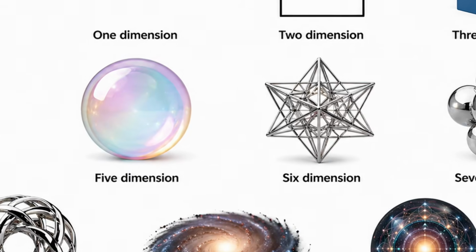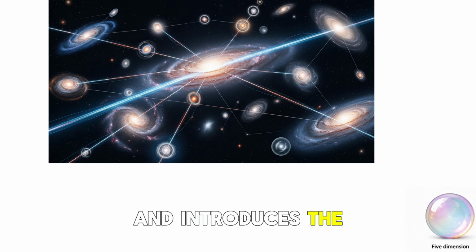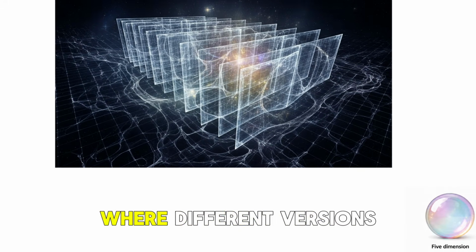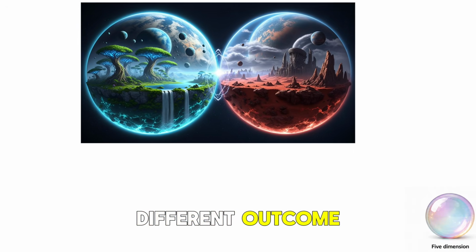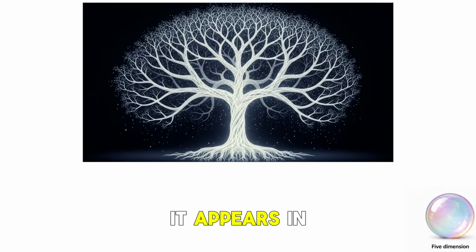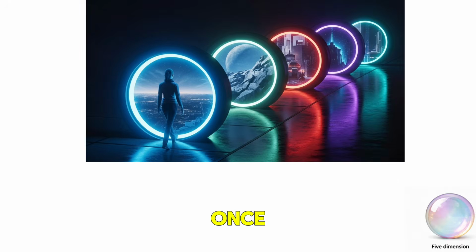Five dimensions. The fifth dimension goes beyond space and time and introduces the idea of alternate possibilities. It is often imagined as a dimension where different versions of reality exist, each representing a different outcome. While it is not something we can see or measure directly, it appears in advanced theories that try to explain how multiple outcomes could exist at once.